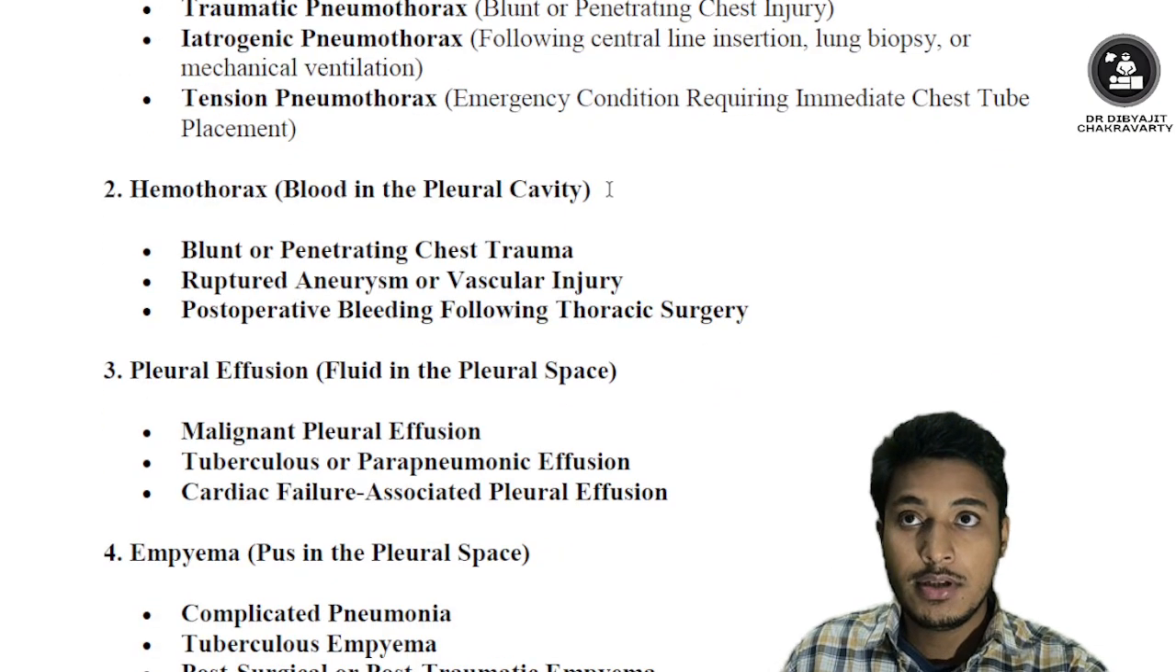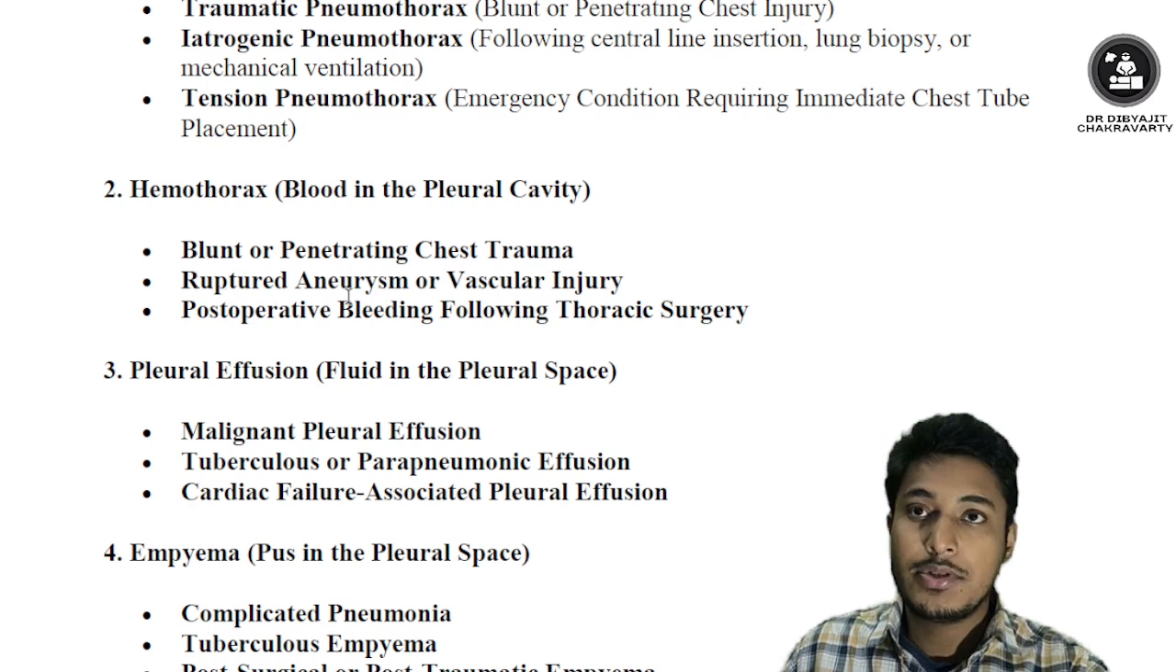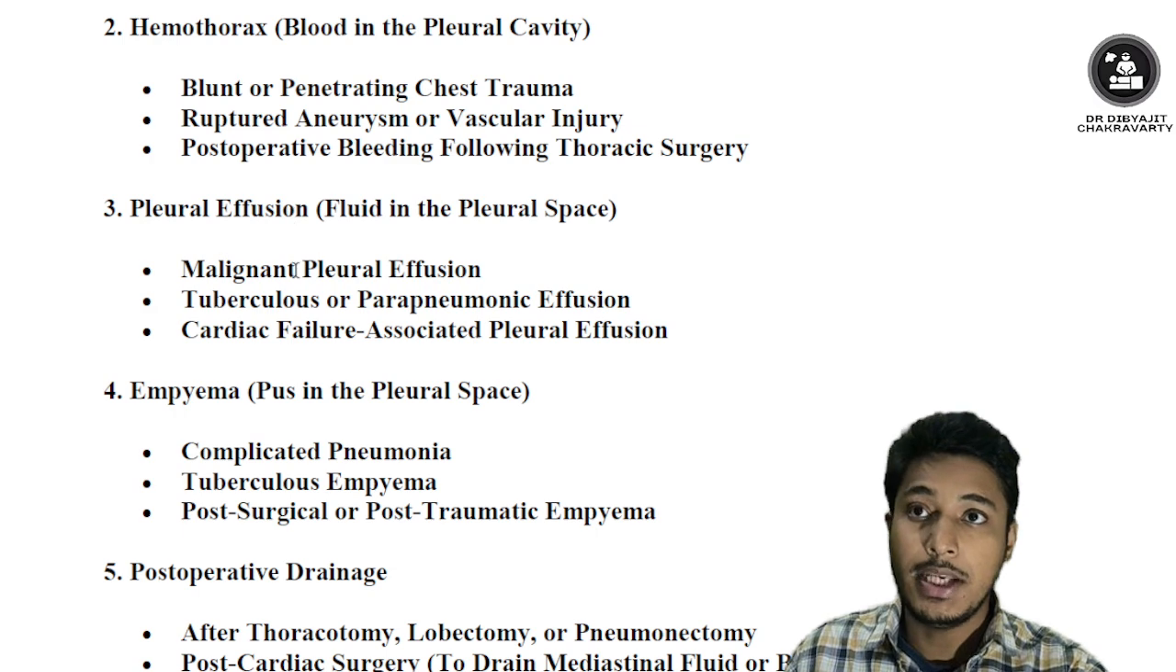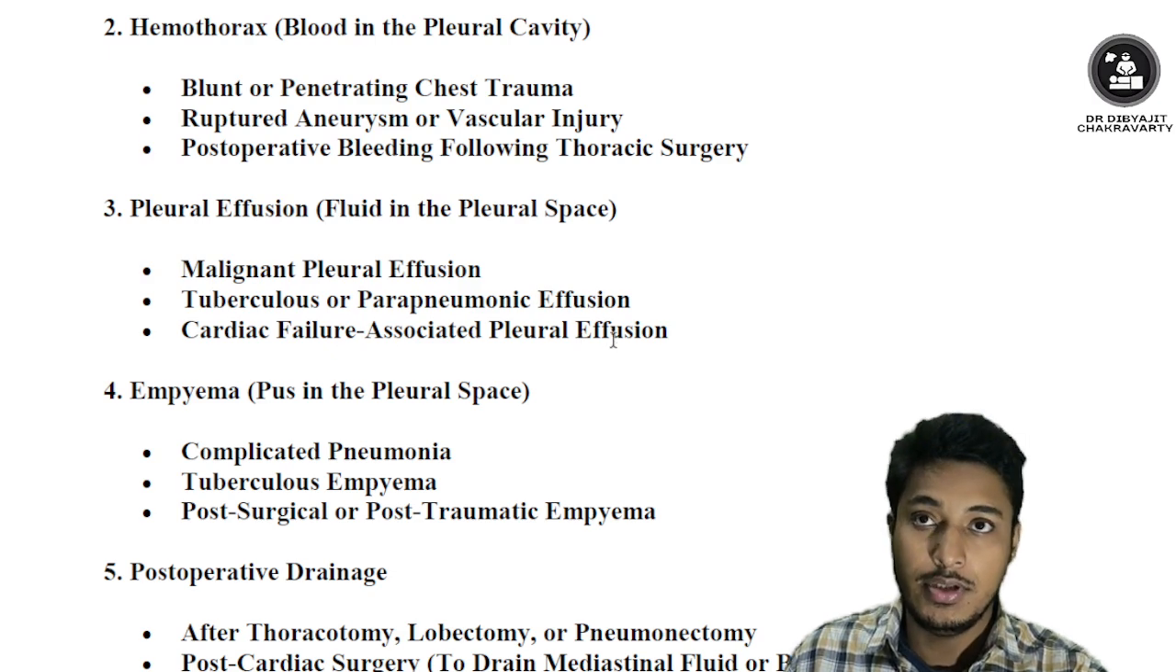Whenever there is blood in the pleural cavity, we call it hemothorax. It may be due to blunt trauma, penetrating chest trauma, etc. Rupture of aneurysm or vascular injury, post-operative bleeding following thoracic surgery may also cause hemothorax. When there is fluid accumulation in the pleural cavity, it is known as pleural effusion. It may be malignant, tuberculous, or cardiac failure associated pleural effusion.